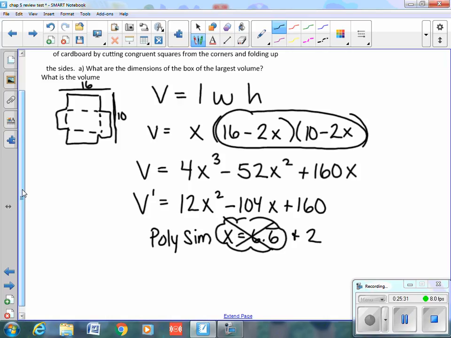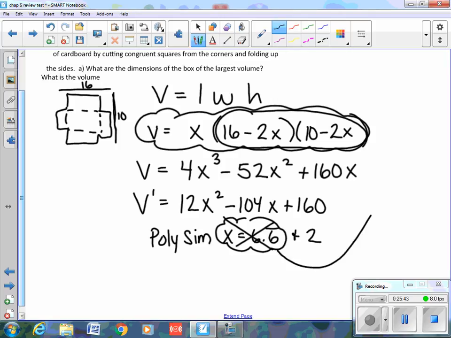So think about plugging that number 6.6 back into the original. For example, let's plug it right up into here. What happens if I put 6 in there? 2 times 6 is 12, correct? Or even bigger than that. What's 10 take away 12? Won't you have a negative volume? So you can't go with the bigger number.